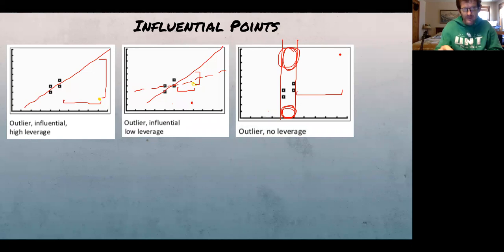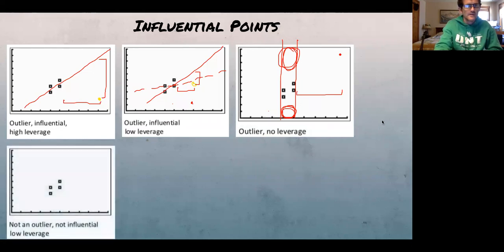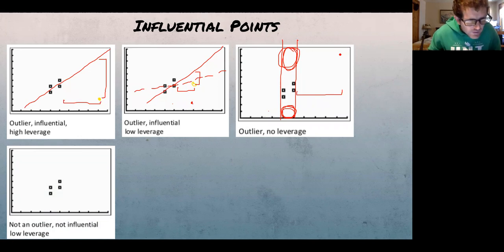Okay, let's look at the next one. Not an outlier, not influential, low leverage. I'm not quite sure I saw where that point showed up. Anyone else want to add a point on there to show something that's not an outlier, not influential, and with low leverage?